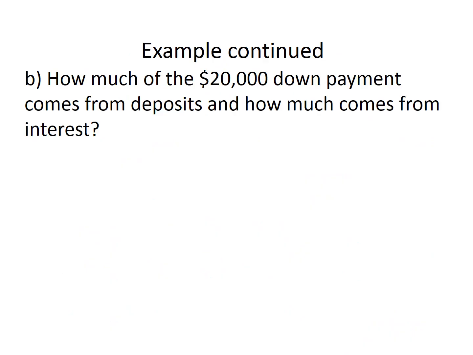How much of the $20,000 down payment comes from deposit and how much comes from interest? So again, we just need to figure out how much we put in and subtract that from the $20,000. So our monthly payment was $287, but we put that in every month. All right, so if we multiply by 12, that will give us the amount in a year, and then we put it in for 5 years.